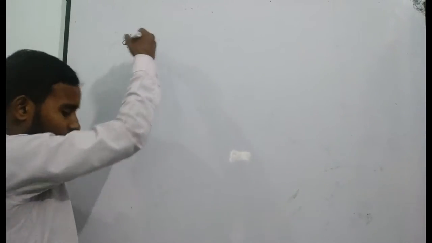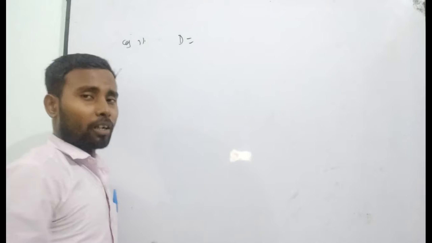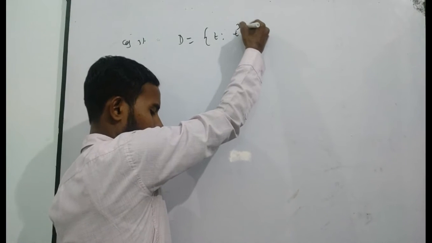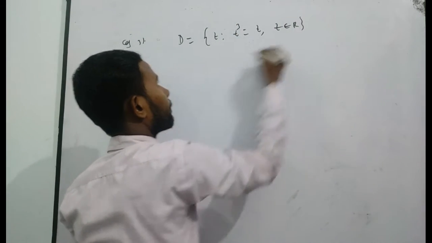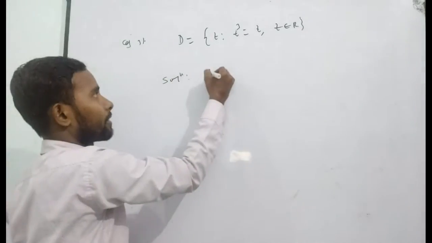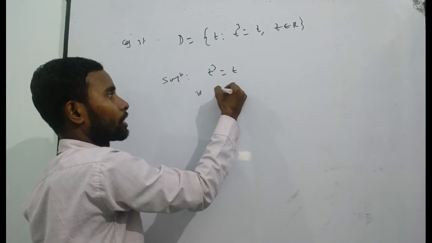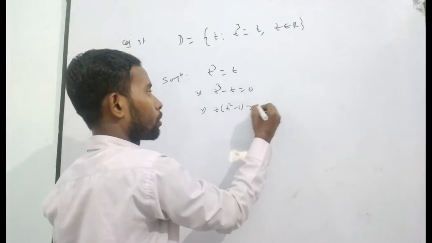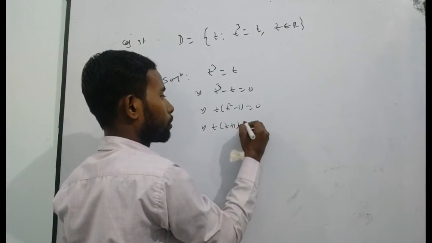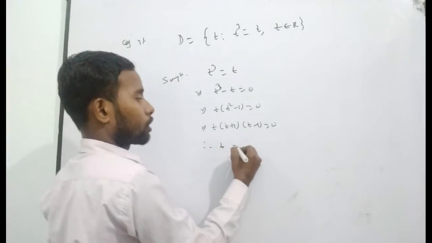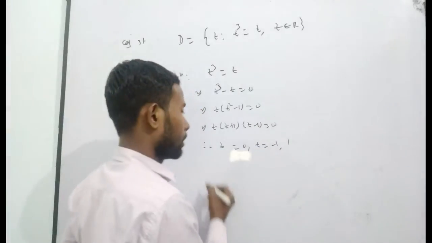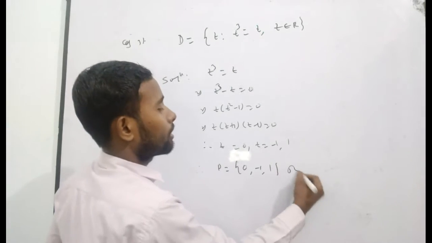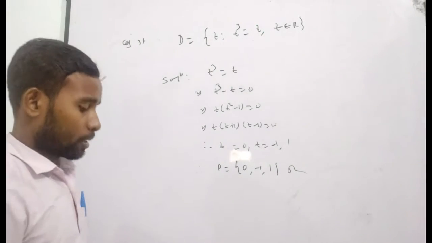See example 3. It is also very easy. You have to convert it into roster form. D is equal to t such that t cubed is equal to t, where t belongs to R. It is very simple. Firstly, solve this equation, t cubed is equal to t. That implies t cubed minus t is equal to 0. That implies t into (t square minus 1) is equal to 0. That implies t into (t plus 1) into (t minus 1) is equal to 0. So from this equation, t is equal to 0, t is equal to minus 1 and t is equal to 1. So you can say that D contains only 0, minus 1, 1. These are the three elements of this set. This is the tabular form.